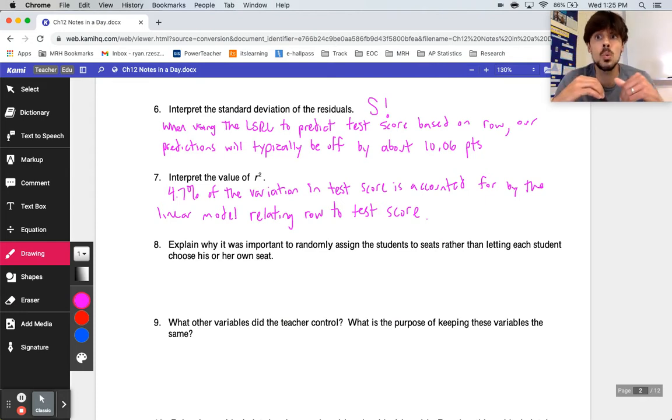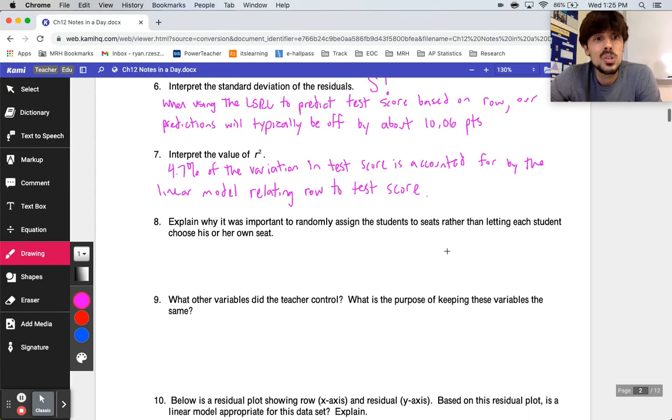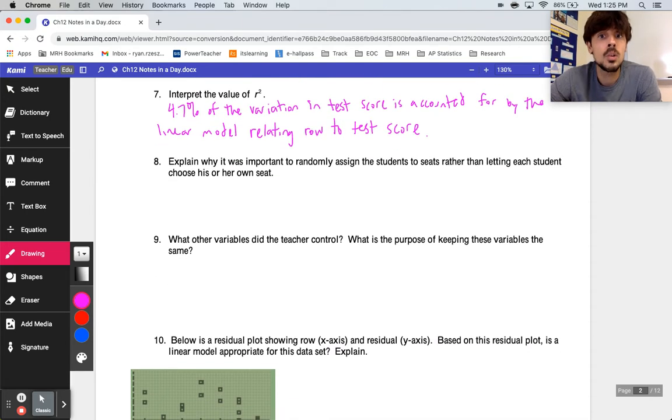Again, S and R squared will be on the AP test. Memorize both of those. It's been a while since you've been forced to think about them. The next two questions right here are just review of experimental vocabulary. Now that we're getting towards the end of the year, we got to start remembering all that experimental design stuff. What is the purpose of random assignment?